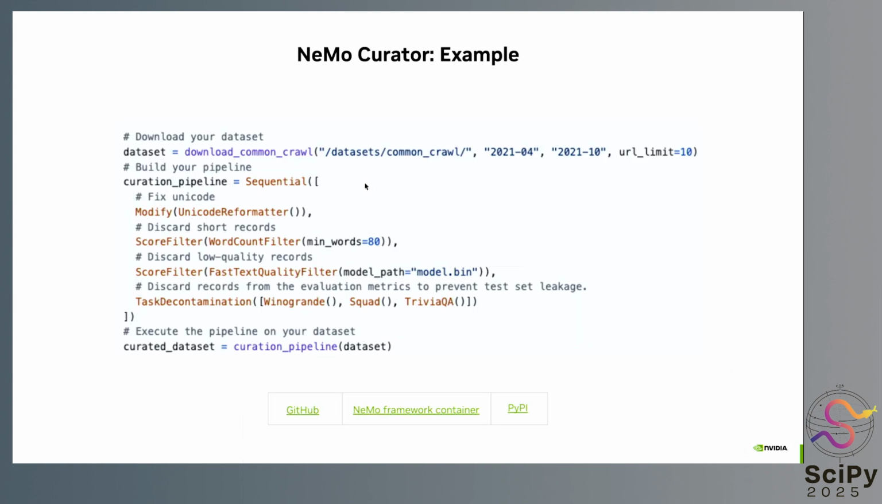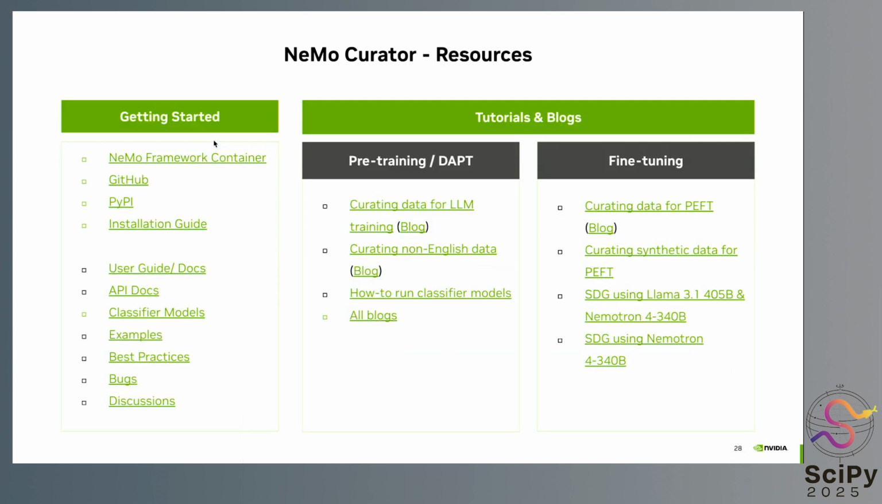And how simple or how hard it is to do: you can simply, like Keras, use a sequential model to design your own pipeline. And if you don't like unit reformatting, like Unicode correction functions, you can remove it. If you don't like the word count filter, you can remove it. If you need synthetic data generation, you can add it. Or if you need semantic deduplication, you can add it as well. It's very flexible.